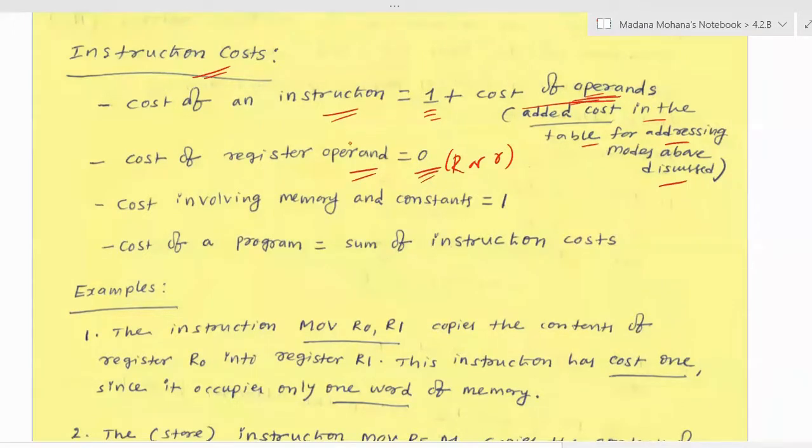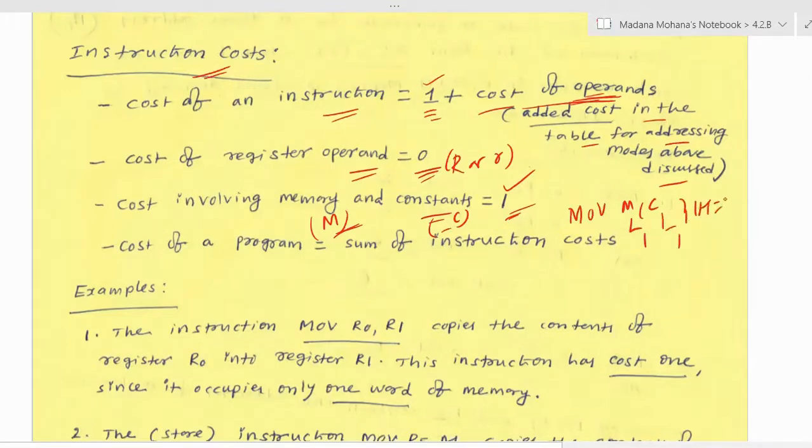Other than a register operand, if it is a memory location, the cost is 1 plus the cost of that operand. Then the cost involving memory and constants: for memory M and constant C, the cost is 1. Wherever memory is there, that cost is 1. Wherever a constant is there, the cost is 1. Suppose one instruction includes both M and C, for example move M, C. The cost for M is 1 and for C is 1, total 1 plus 1, so its cost is 2. Like that, cost is calculated.